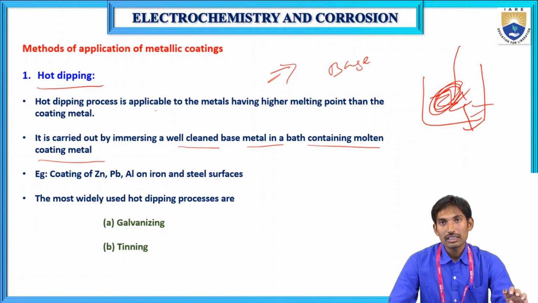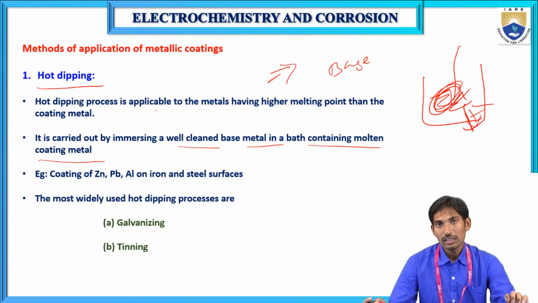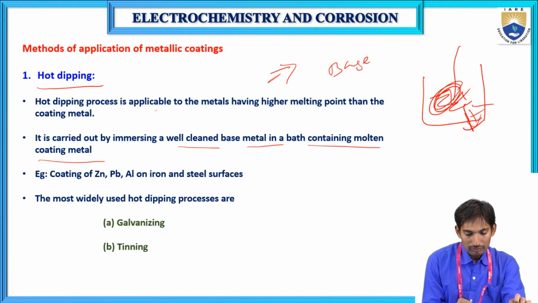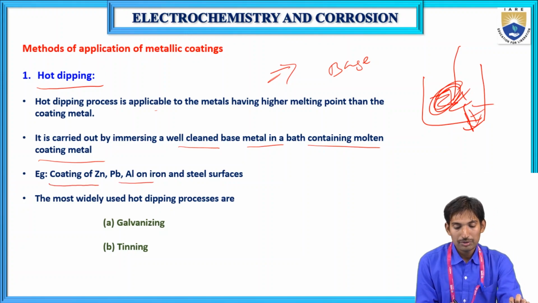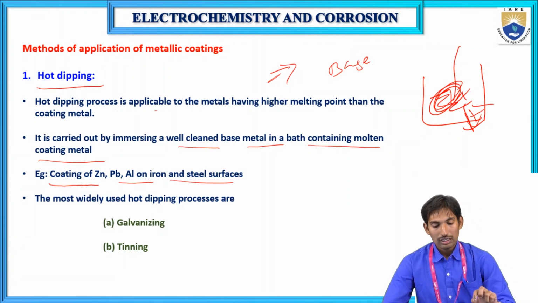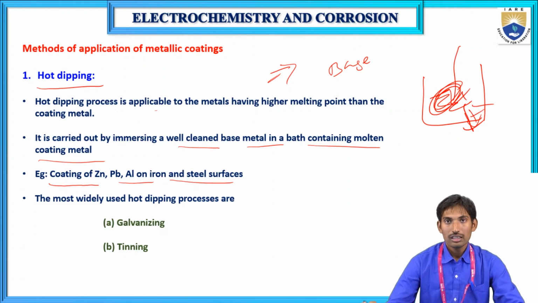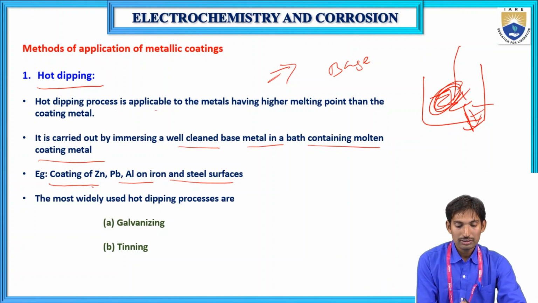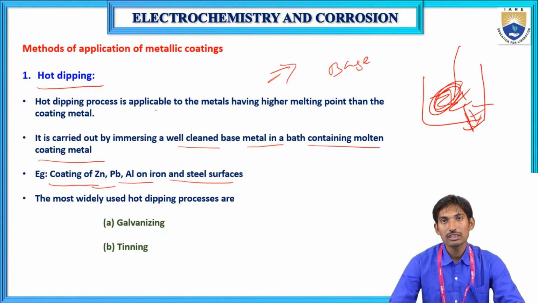In this process, what is the condition? The coating metal should have a lower melting point compared with our base metal, or our base metal should have a higher melting point compared with the coating metal. Example: coating of zinc, lead, aluminum on iron or steel is an example of hot dipping. In this process, our iron or steel surfaces are immersed in the molten zinc, lead or aluminum.